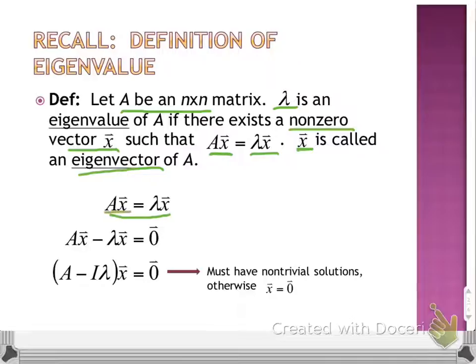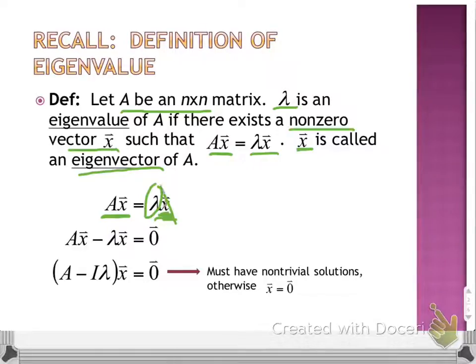So lambda is an eigenvalue if, when you take A times some vector x, you can factor out a scalar and still get back that vector x initially. Then we say that lambda is an eigenvalue of that eigenvector. It's the eigenvalue of the matrix A, but it's also the eigenvalue for the eigenvector.